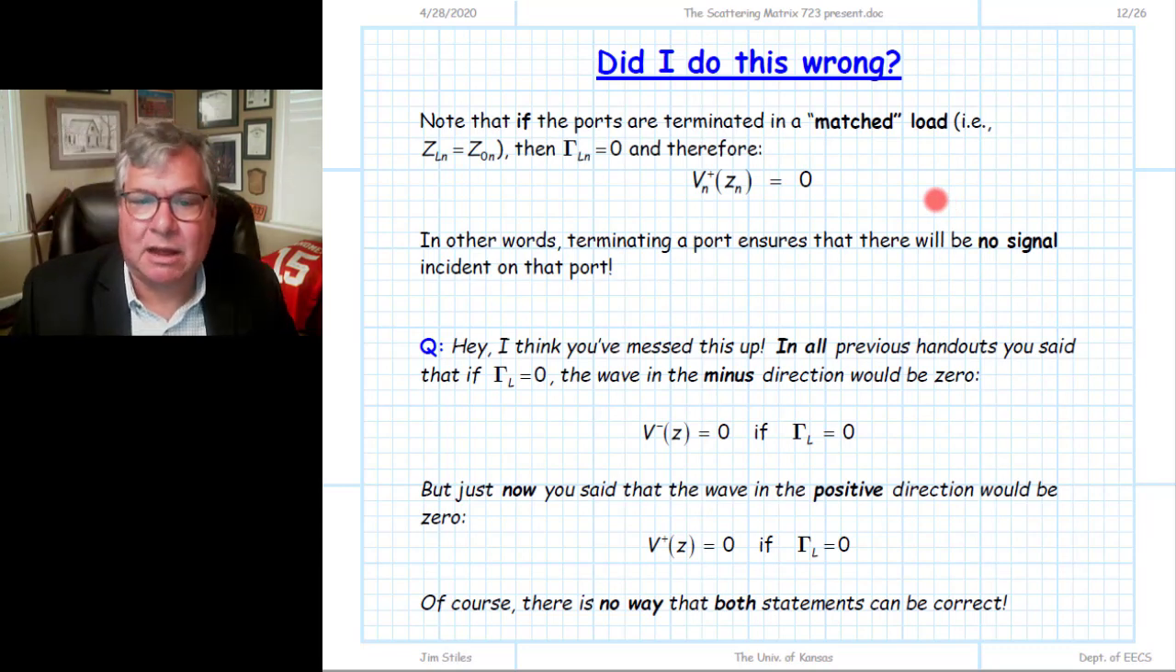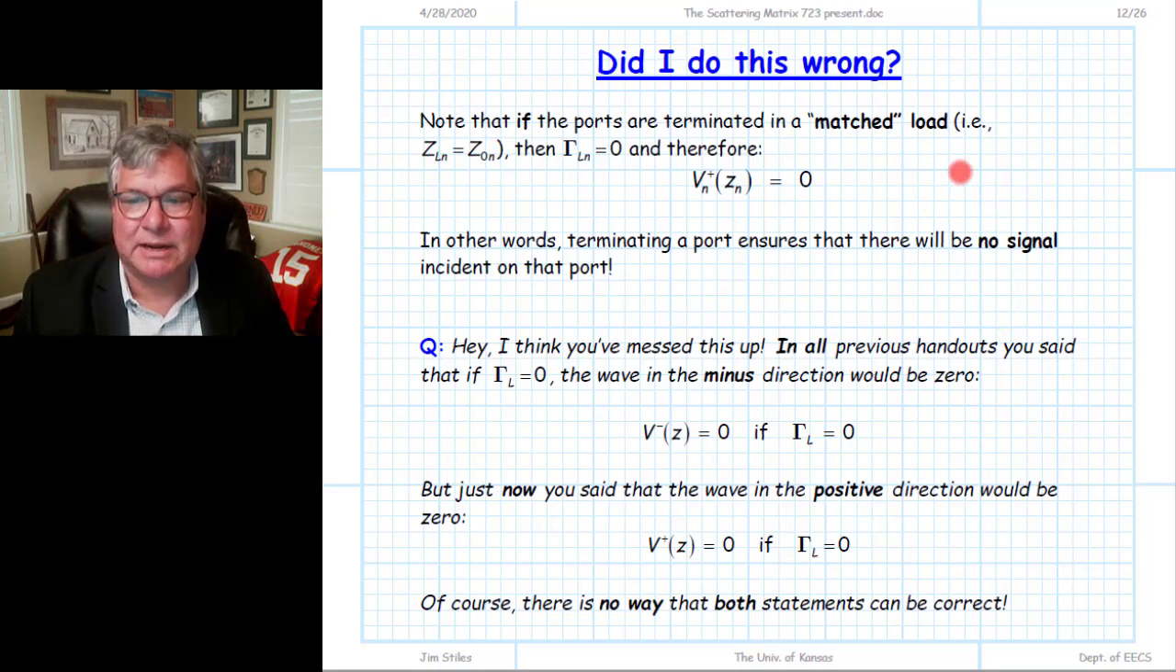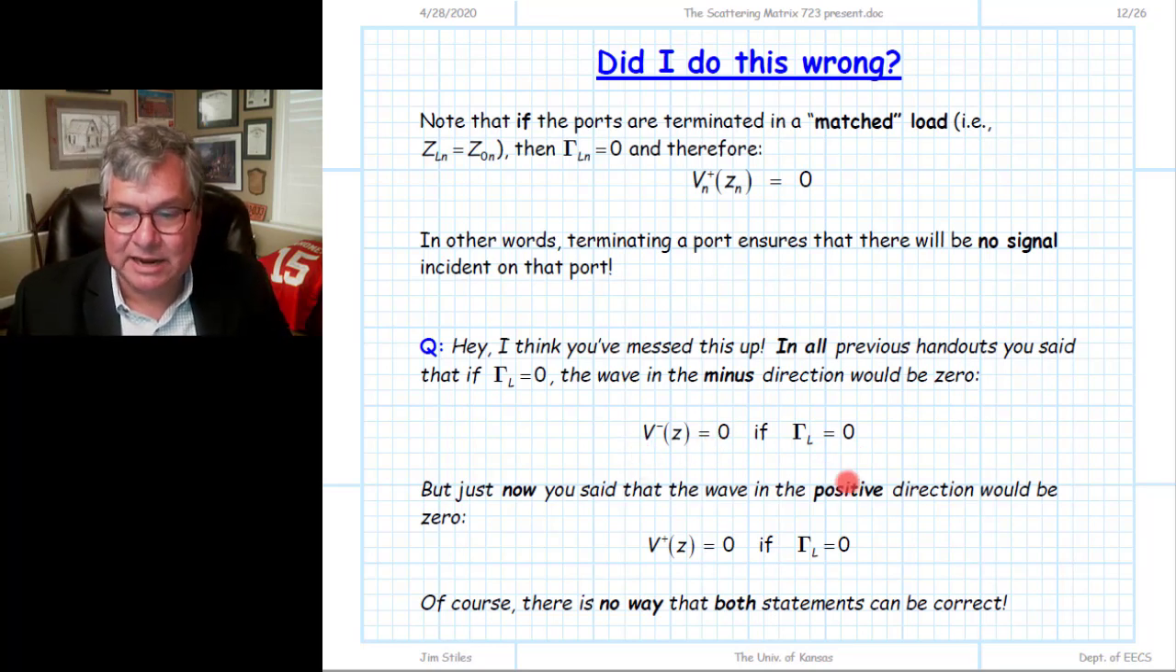Now, be careful here. If you just simply look at your equations, you might be a little bit confused, because we say we terminate our transmission lines in matched loads, and that results in a load reflection coefficient of zero, and that results in the V plus wave being zero. This seems weird because when we looked at a simple terminated transmission line, a load reflection coefficient equal to zero meant that the minus wave was equal to zero. In this case, though, gamma L equal to zero results in the plus wave being equal to zero. And again, this causes confusion.